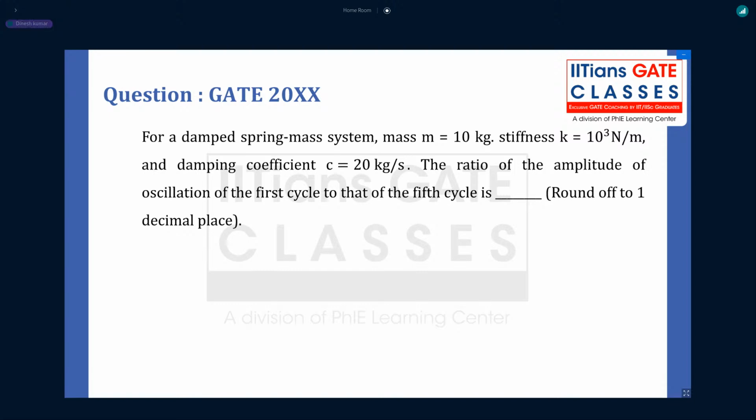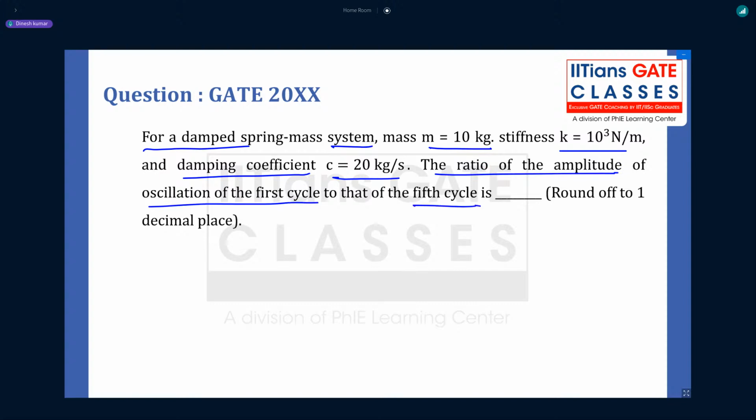Read. For a damped spring mass system, mass m equal to 10 kg, stiffness k equal to 10 to the power 3 Newton per meter, and damping coefficient c equal to 20 kg per second. The ratio of the amplitude of oscillation of the first cycle to that of the fifth cycle is.